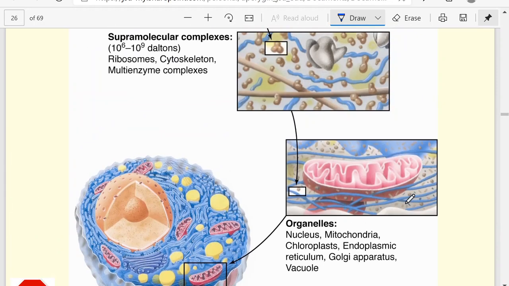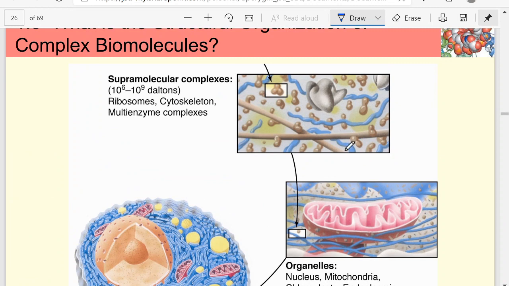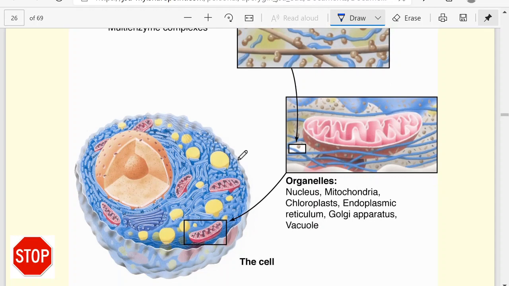All right, and so we can see here that the small molecules make up the larger complex biomolecules. Here we have ribosomes, cytoskeletons. All these things go on. They are part of the cell. The organelles in the cell, nucleus, mitochondria, chloroplast, all of these things are made up of small biomolecules.